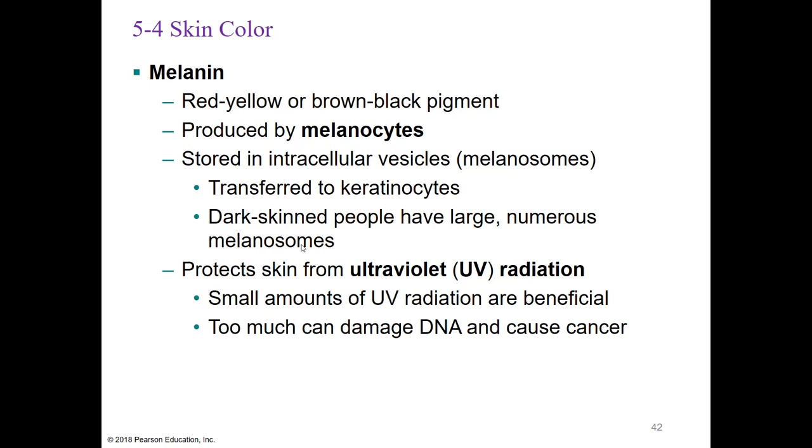Melanocytes produce melanin and store it in vesicles called melanosomes, which are transferred to keratinocytes. Dark-skinned people have large, numerous melanosomes. So we'll take a look at that too in a picture. And melanin protects your skin from ultraviolet radiation. Small amounts of UV radiation are beneficial. We'll talk about why when we get to calcium and vitamin D, but too much UV radiation can damage your DNA and cause cancer.